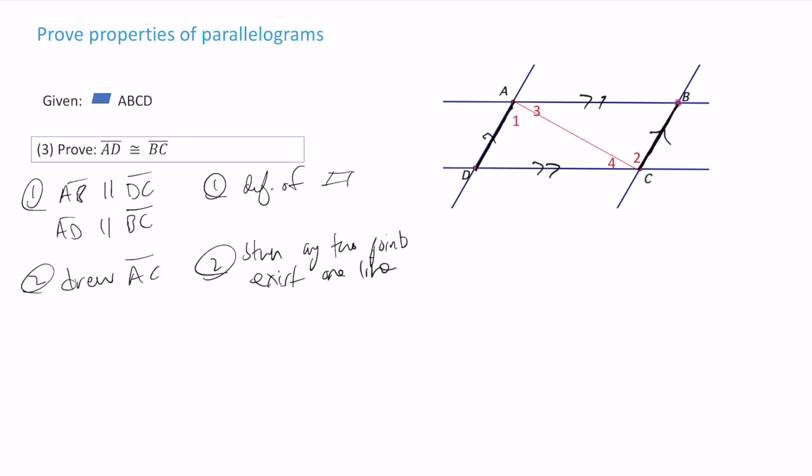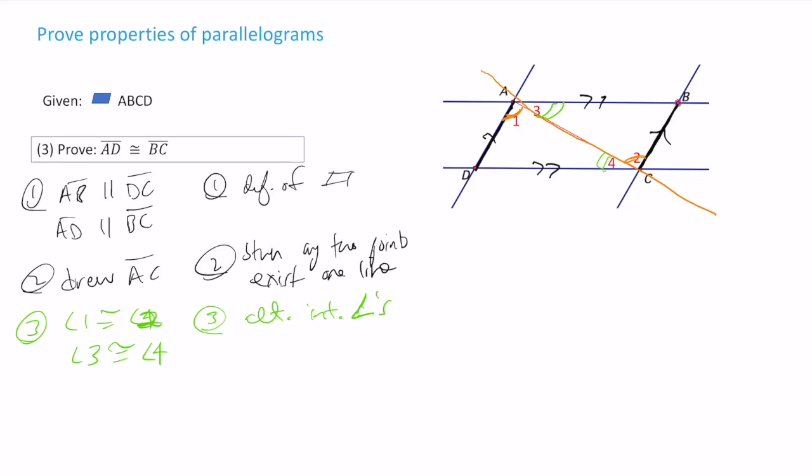So the same thing we just did, if I think of the line I just drew as my transversal, then I know that angle 1 is congruent to angle 2, and angle 3 is congruent to angle 4, because both sets are alternate interior angles. So I can say 3: angle 1 is congruent to angle 2, and angle 3 is congruent to angle 4, because they are alternate interior angles.